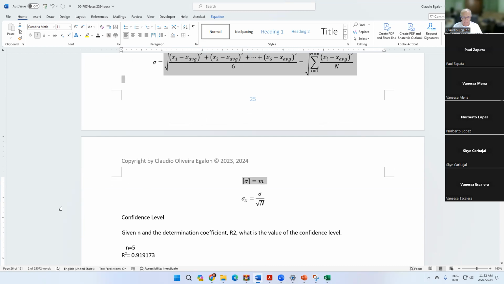Okay. Sigma x, the definition of sigma x is the standard deviation divided by the square root of number of points. This guy has no unit. Sigma has unit of meter, so you know that the unit of sigma x is going to be meter as well, okay?